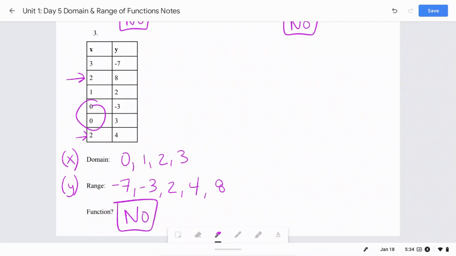So hopefully after completing these notes, you have a better understanding of domain and range. Feel free to ask your teacher if you have any additional questions.